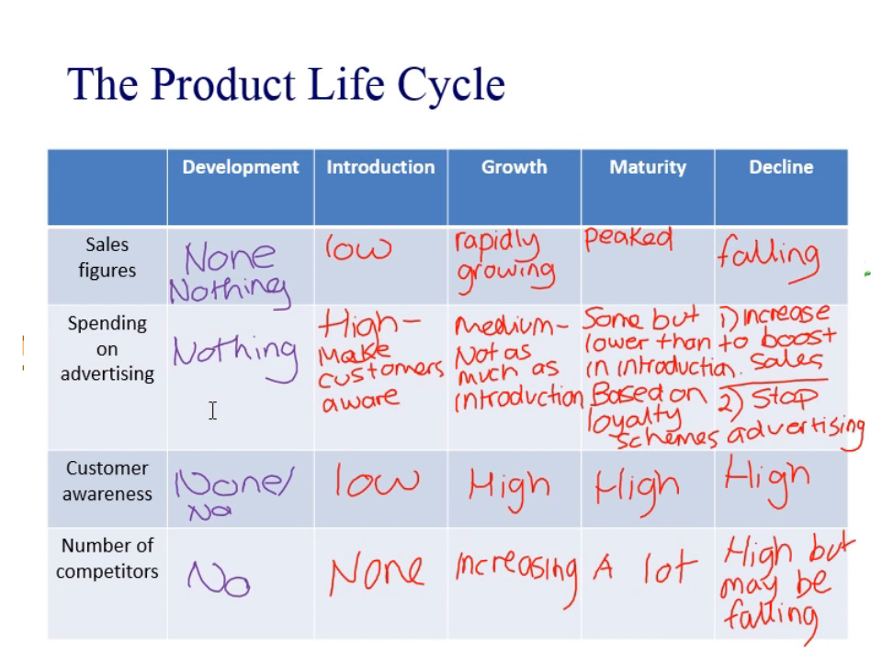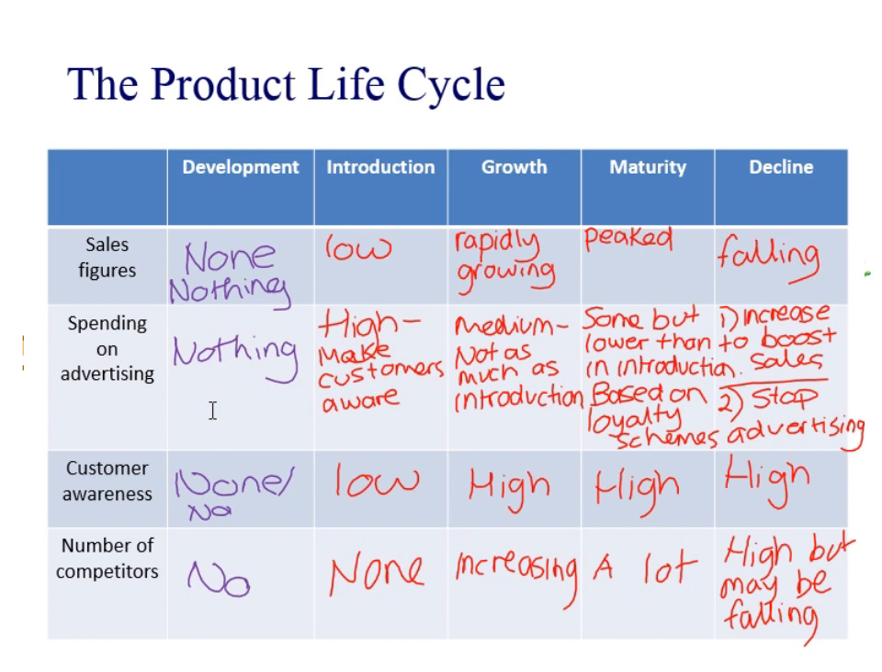Maturity, your sales figures are peaked, they're going to reach a plateau, they're going to level out. Spending on advertising, you still might have some spending, very much based on loyalty programs to get those customers to repeat purchase, but it's very much lower than it was before, and it's a different strategy. Customer awareness is high, and there are a lot of competitors.